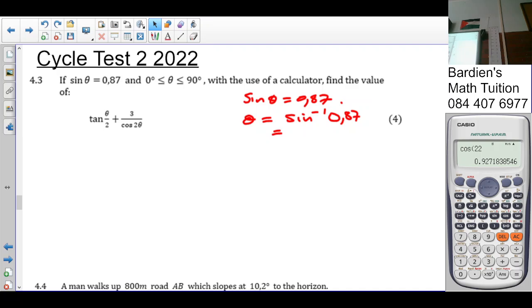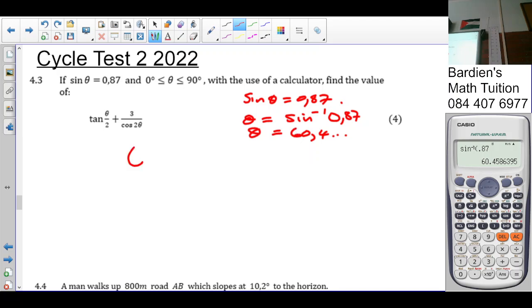Which gives us, shift sine. On top you must have a D, otherwise you must get it in degrees mode. Shift 9 clears it. So you say arc sine, or shift sine, or the inverse of sine of 0.87, which is going to give you 60.458 and so on. So that is 60.4, and the number of course carries on.